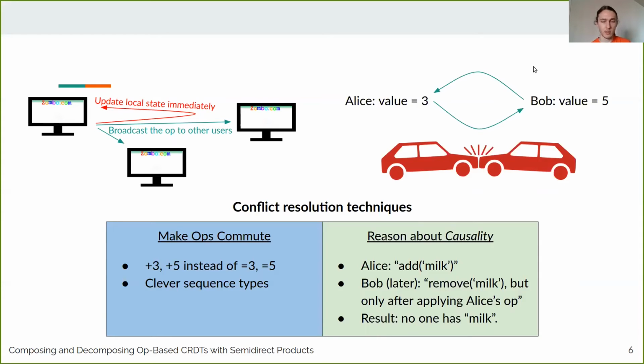Say Alice adds milk to the shopping list. Later, Bob sees this operation, but he's already bought milk at the store, so he's going to remove milk from the shopping list. Then what a CRDT will do is it'll send out a message to the other users saying, remove milk from the shopping list, but only after applying Alice's operation. So we notice that anyone else will apply add and then remove milk in that order, so they'll end up in the state where they don't have milk on the shopping list. And thus everyone will end up in the same state. There's no conflict anymore.